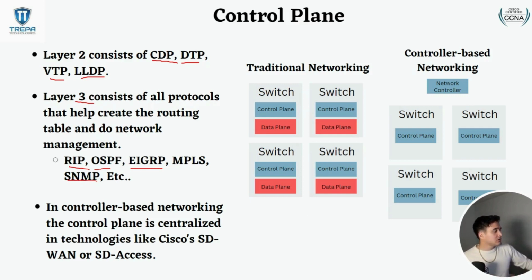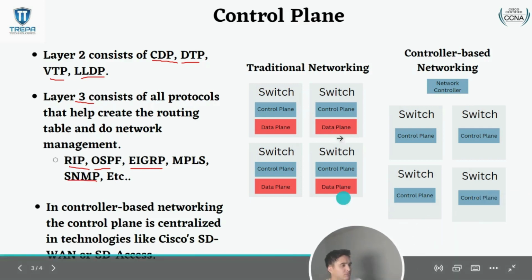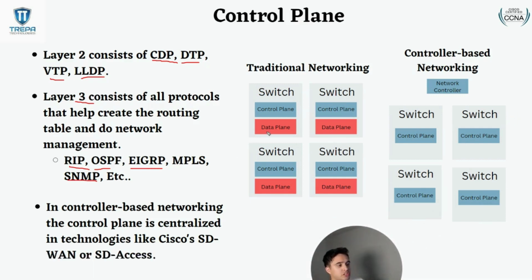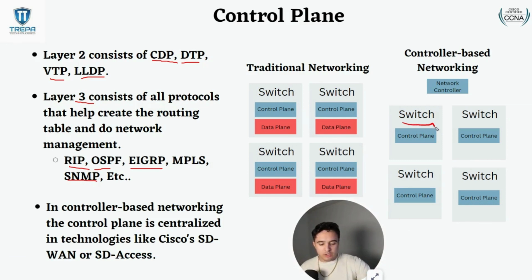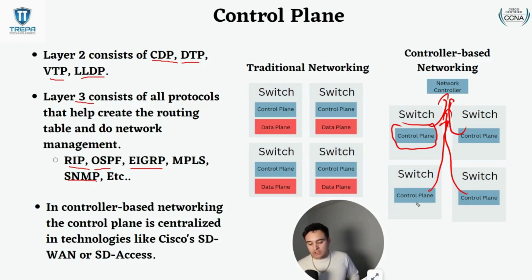We can also see another example of the differences here, where we have 4 switches. In traditional networking, the individual switch is going to have both planes, right? In controller-based networking, the switches' control planes are done from that network controller, so the only thing left on the switch is the data plane. In controller-based networking, the control plane is centralized in technologies like Cisco's SD-WAN or SD-Access.